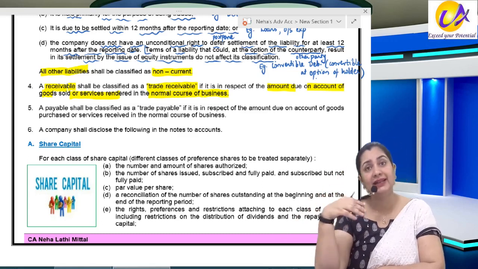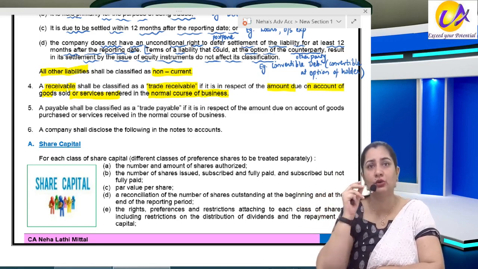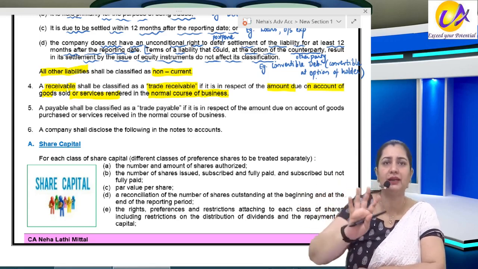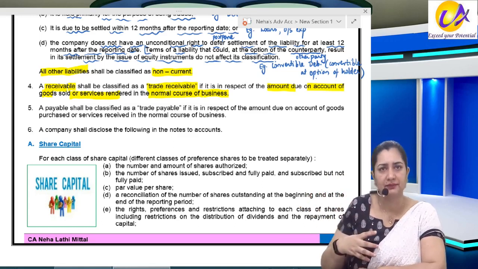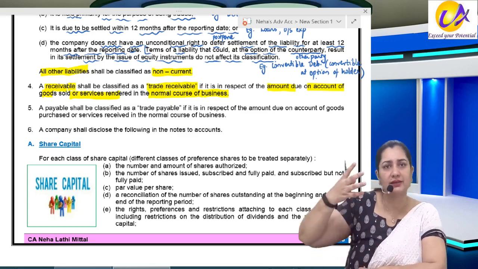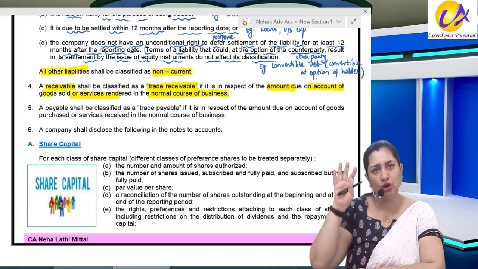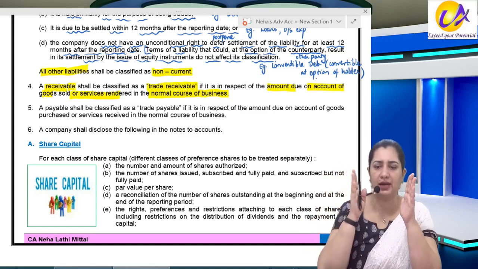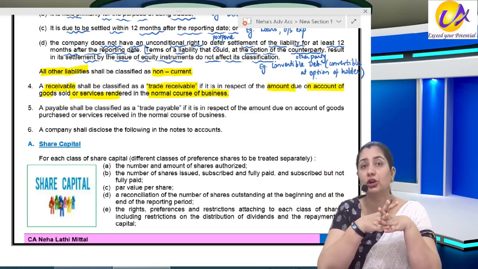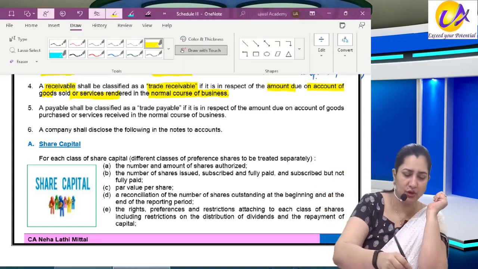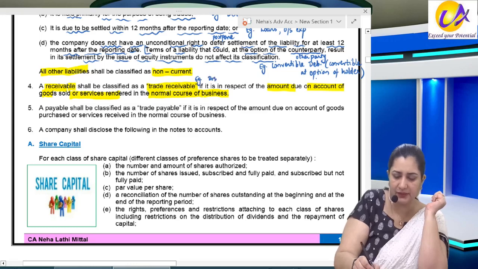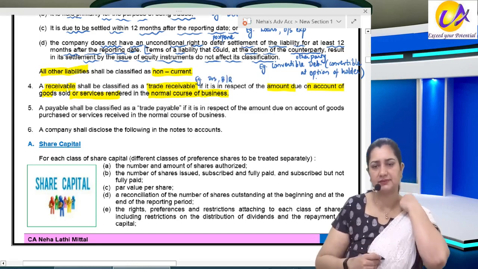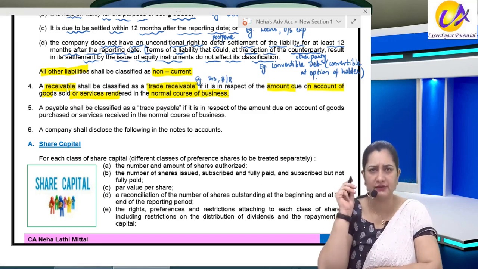But anything other than that, for example, there could be a loan given. Now loan giving is not your normal course of business. That will not be shown under trade receivable. It will be shown as loan receivable. If you have given an advance for something, it is not normal course of business. It will be shown as loans and advances. What you do in the normal course of business will come under trade receivable. So we have our debtors and bills receivable. This is normal course of business. Okay, so we put it under trade receivables.